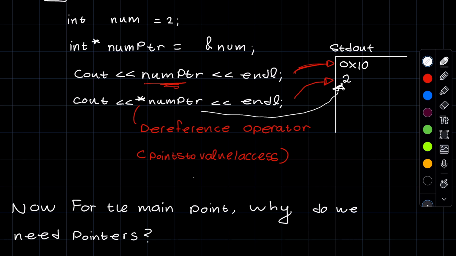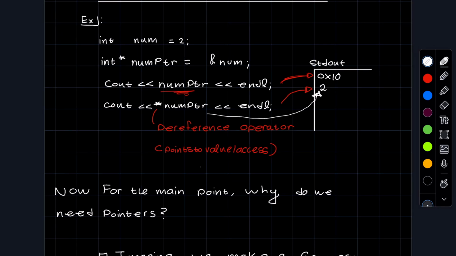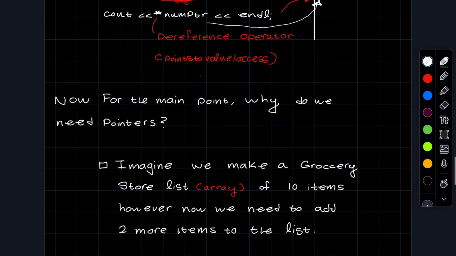Okay, now that we understand the basics of pointers, you may be wondering, what is really the point of it? We're able to get the address, we're able to have a value, but why do we really need this? So I'm going to give you a scenario to imagine.